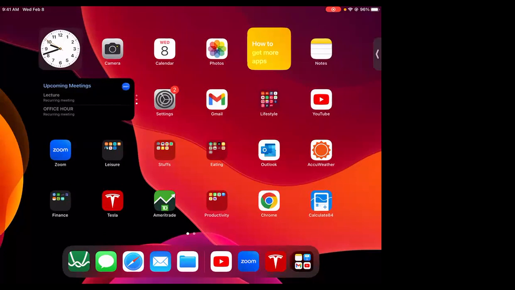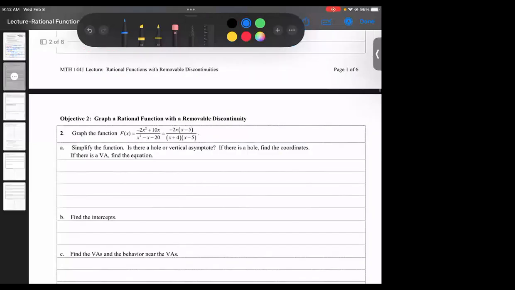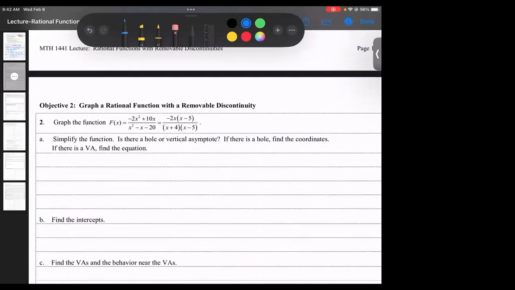All right, so that's removable discontinuity. Now we're gonna graph a rational function with removable discontinuity. So one more thing added to the graph. Here's big F of x. They already factored for us. By the way, on the exam, you're supposed to factor it yourself. Right off the bat, you can simplify the x minus 5 over x minus 5. So that becomes negative 2x divided by x plus 4. And yes, we did simplify the function.